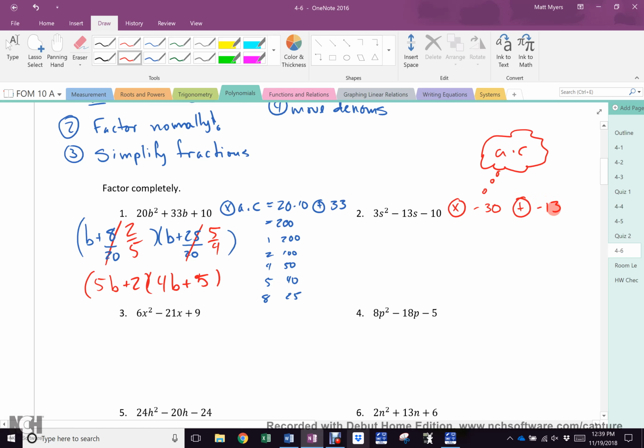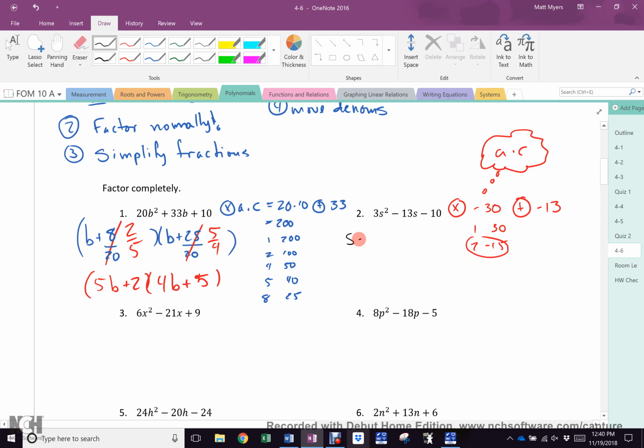Negative 13. Is it 1 and 30? 2 and 15? Is it 2 and 15? Are you sure it's not 3 and 10? Why is it 2 and 15? Because I need a negative. So one of them has to be positive, one has to be negative. Which one? 2 minus 15 or 15 minus 2? 2 minus 15. There's my pair, correct?